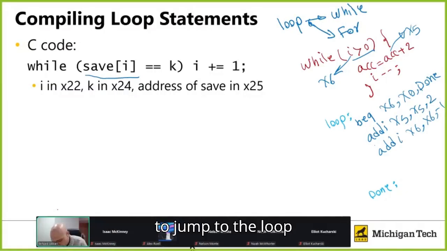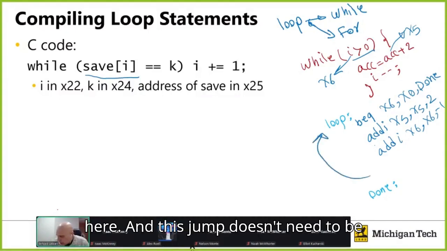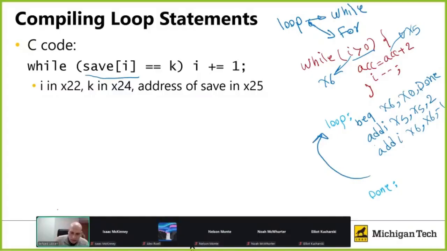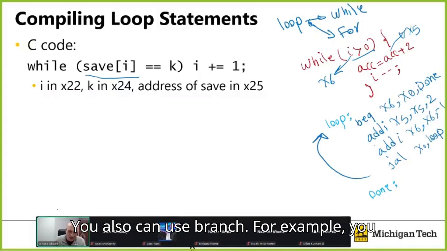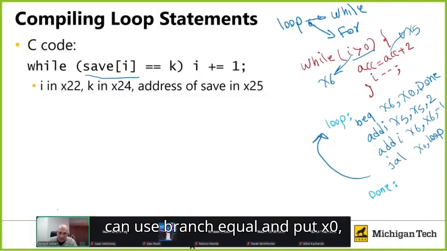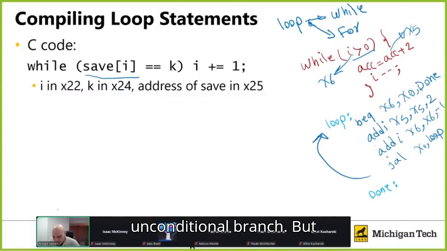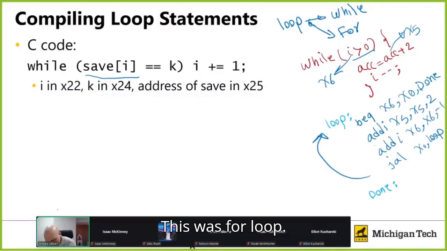But right now we need to jump to the loop here. And this jump doesn't need to be conditional. You can use jump and link, x0 and loop. We also can use branch. For example, you can use branch equal and put x0, x0, loop, because x0 and x0 are always equal. So it's like an unconditional branch. But jump also works. So this is implementing this while loop. Okay, this was the while loop.